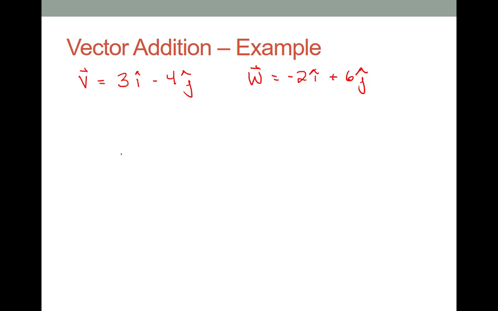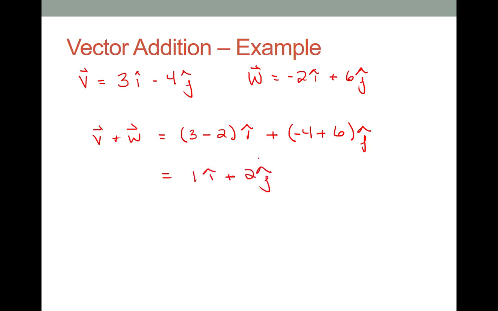Okay? And I want to find v plus w. When I do this addition, I add x components to x components and y components to y components. So this would equal 3i hat minus 2i hat, plus negative 4 plus 6, all in the j hat. So that's 1i hat plus 2j hat. Let's take a moment and go back to our simulation and see if that's what we get.